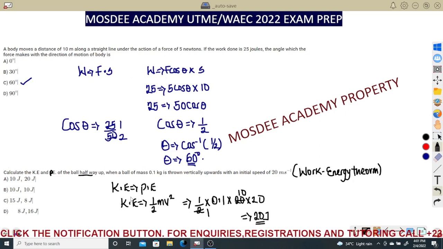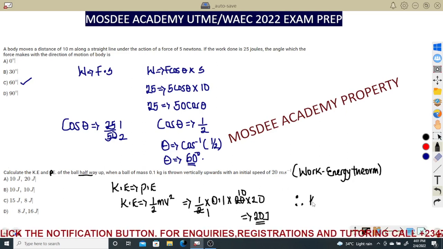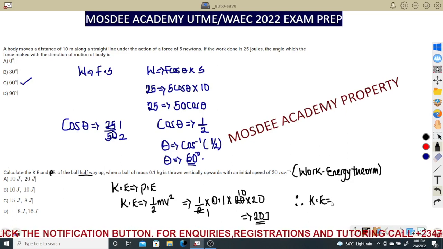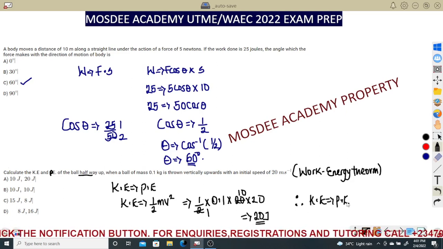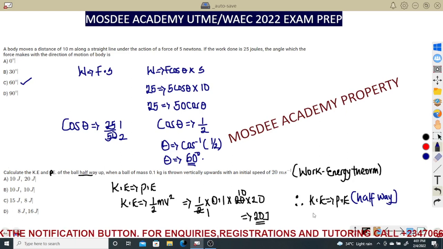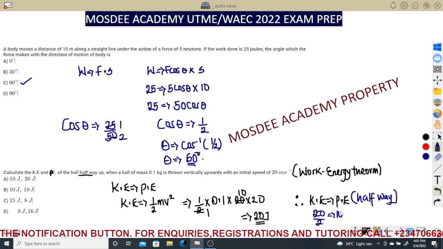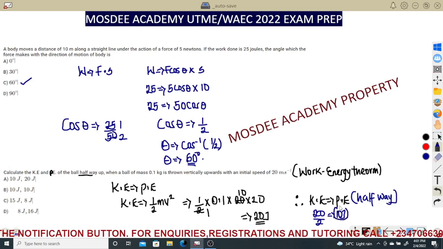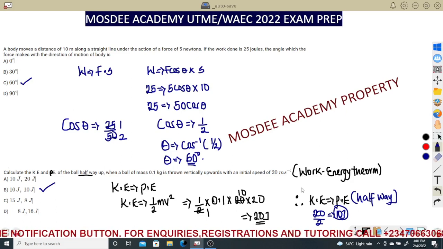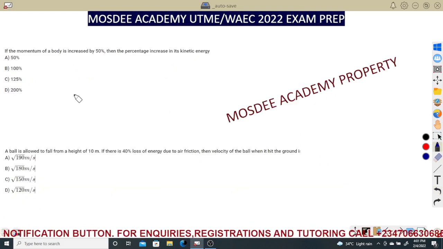But halfway, the kinetic energy is half. So you say, which is equal to potential energy. So kinetic energy halfway is equal to potential energy halfway, and will now be half of your answer. I think it's a simple question. So that is 20 divided by 2. Each of them will be 10 joules each. And that is the answer to the question. So you go for choice B, which is the most correct answer. So that is the fourth question. We move to the fifth question.